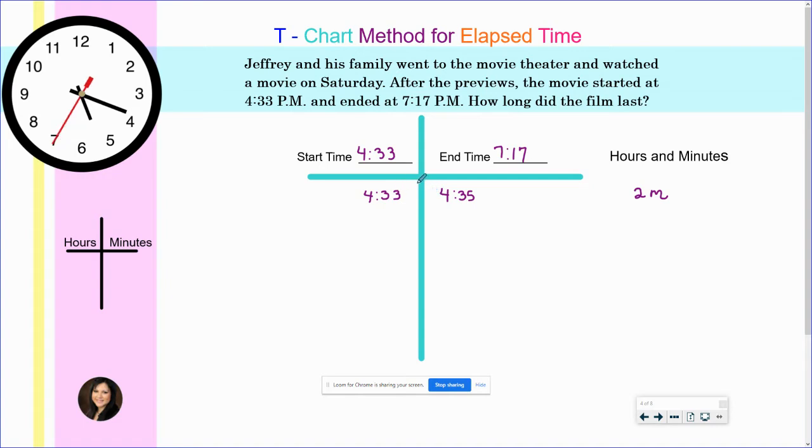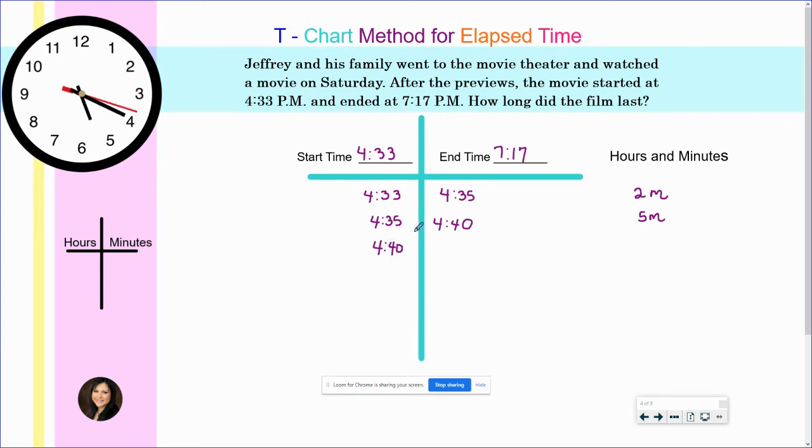So if you noticed here, I went to the nearest 5 minutes, which was 4:35. I'm going to record the 4:35 here. Now I want to jump to 4:40. That is my nearest 0 minute. And there has been 5 minutes that has elapsed. Now I'm going to record the 4:40 on this side of my chart.